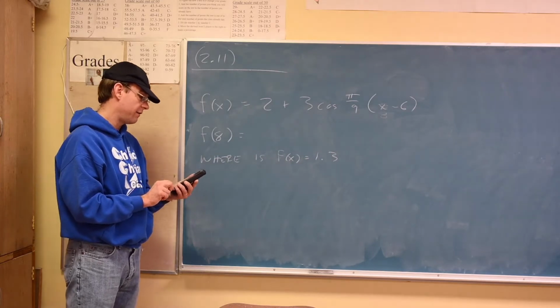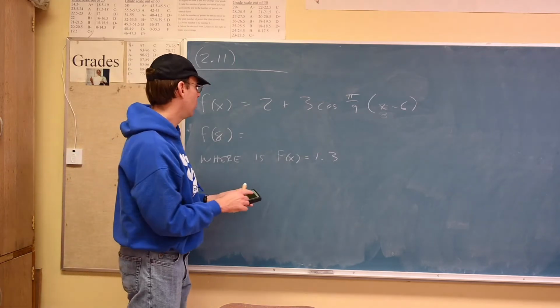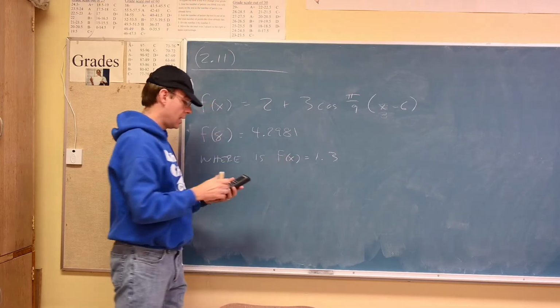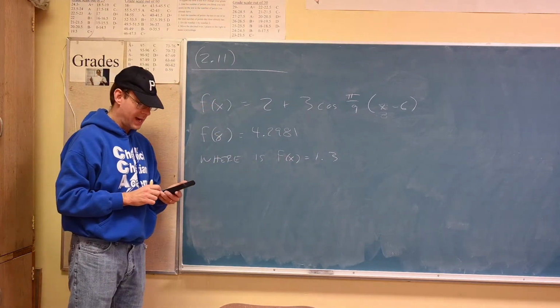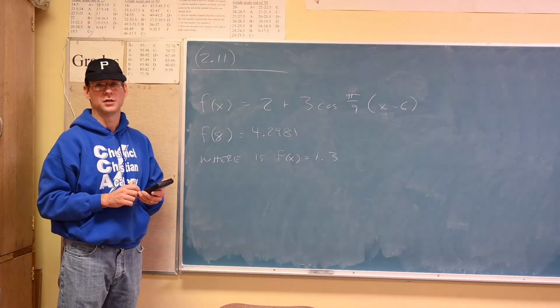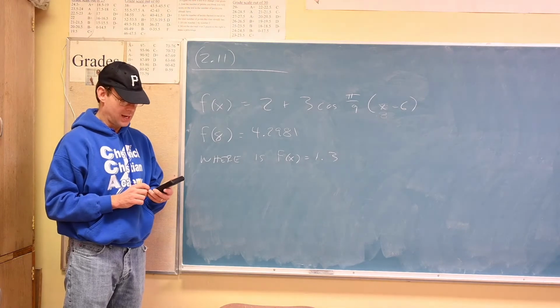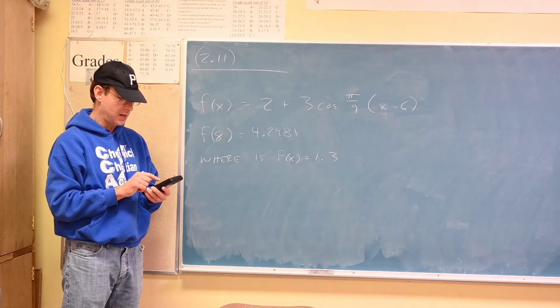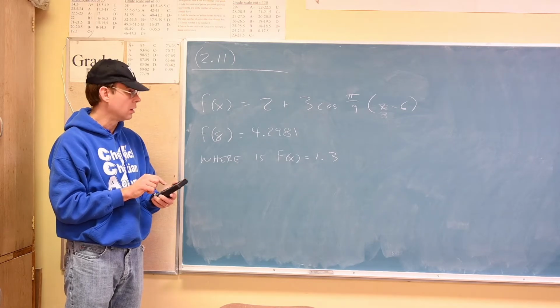I will say 4.2981. If you got 4.9997, change your mode. If you got something other than that, then here's maybe some places that you could go wrong.